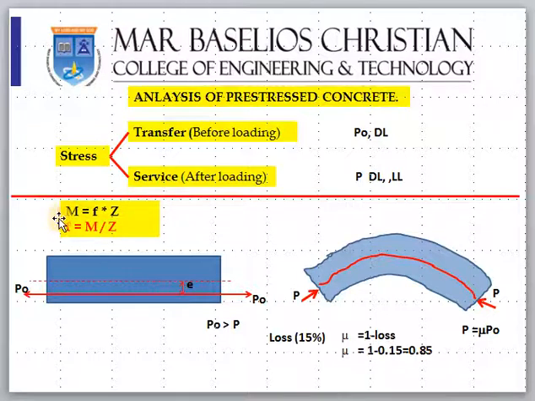Another basic thing we should remember is the universal bending equation, M by I is equal to f by y is equal to E by R. From that you can derive M is equal to f into Z, where M is the bending moment, f is the stress, and Z is the section modulus. So from this equation I can write f is equal to M by Z: stress is equal to bending moment divided by section modulus. Please keep this equation in mind.